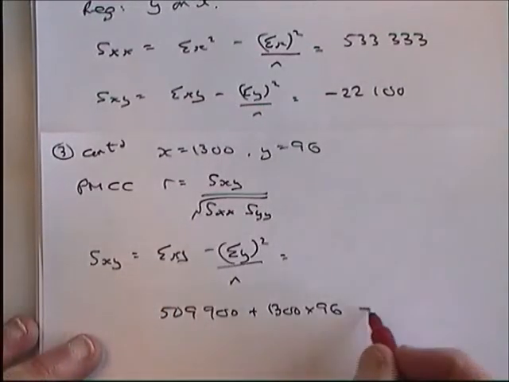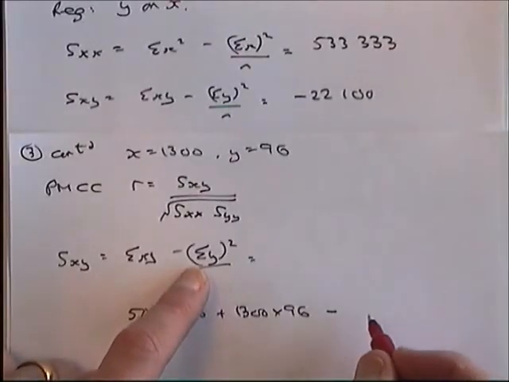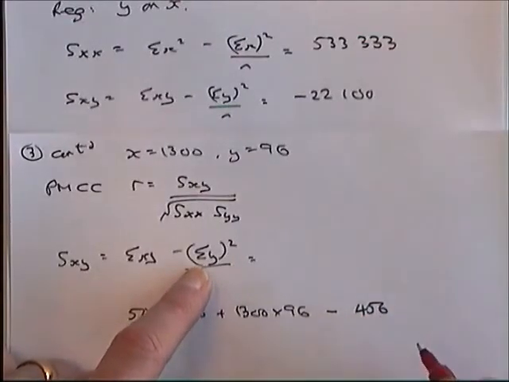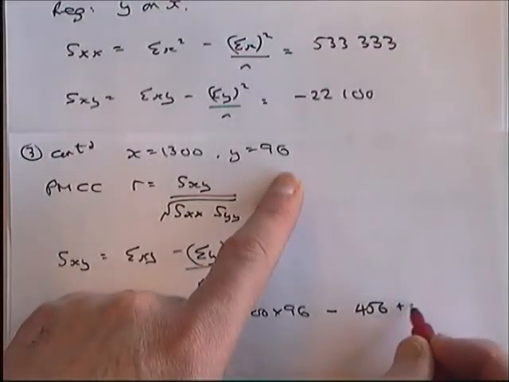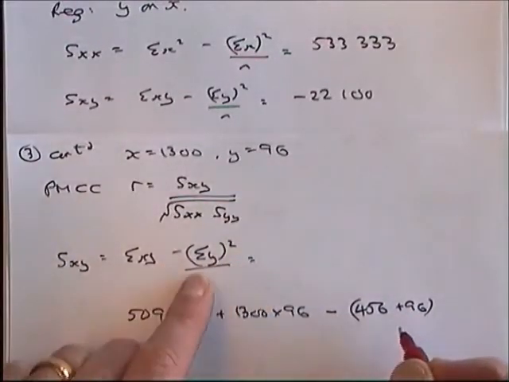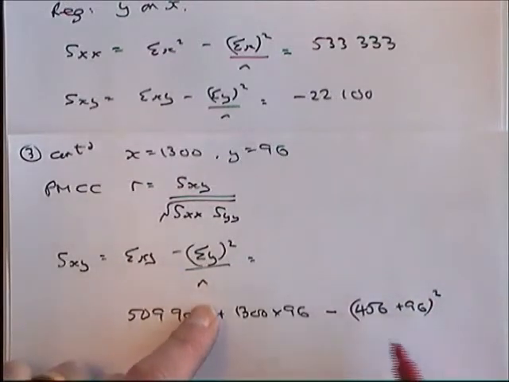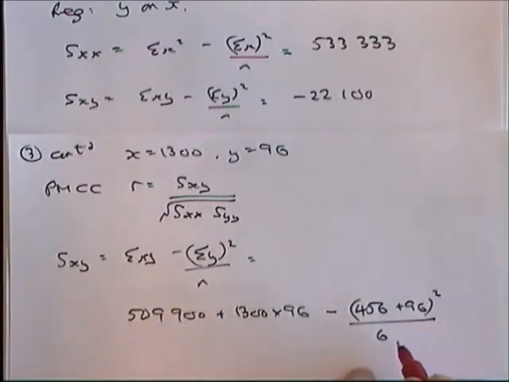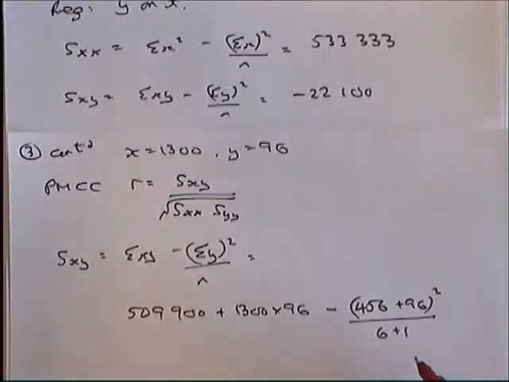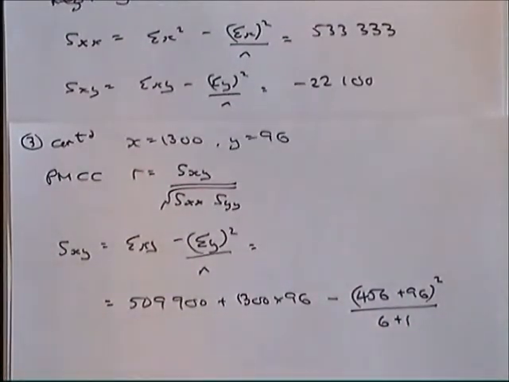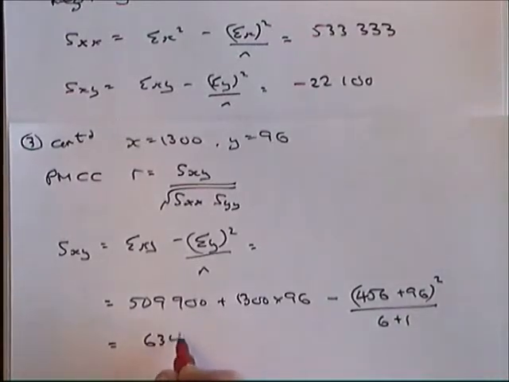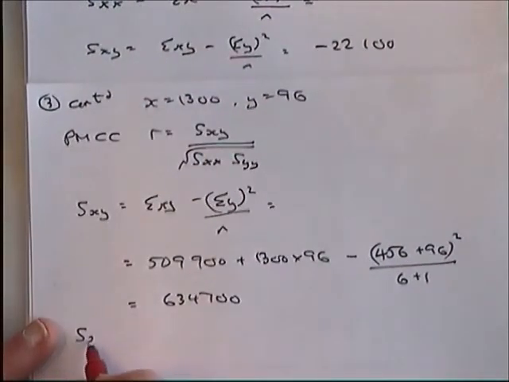From that we need to take away sigma x times sigma y over n. Well, sigma y used to be 456, but now there's a 96 being added to it, so sigma y will now become that. N was 6, but now another country's been added to it, so that takes it up to 7. And what you need to do is evaluate that to get your new value for SXY. And if you work that out, I haven't actually got the numerical value here. Yes, I have, sorry. It's 634,700.